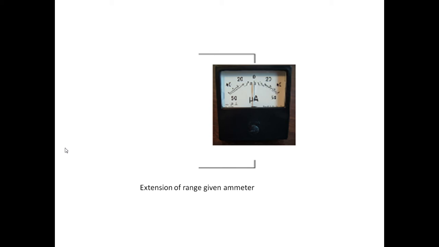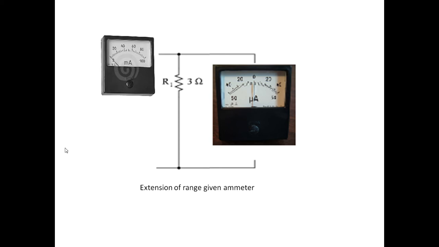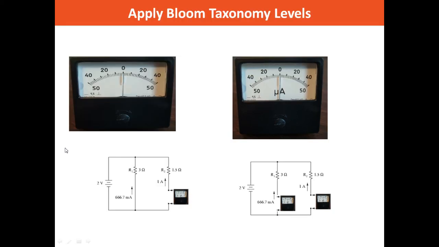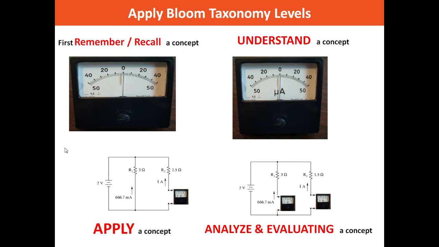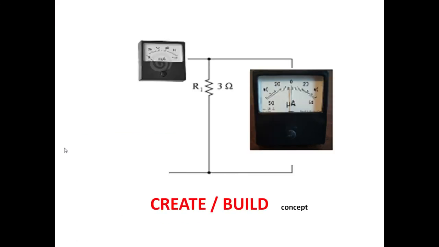And I connected shunt resistors. Why? Because to extend the range of the given ammeter, I am extending the range by just connecting a shunt resistance. So now how can I apply the Bloom taxonomy to this circuit? The first one is remember, recall concept. Because just by seeing the instrument I immediately recall that it's a measuring instrument. Then I can understand that this instrument is used for measuring current. Apply it, analyzing and evaluating. Then I will create or build a new model.